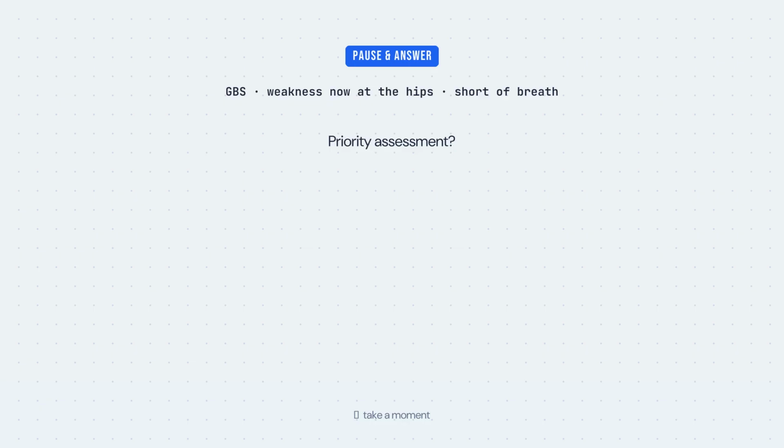Pause. A patient with Guillain-Barré reports that the weakness that started in their feet this morning has now reached their hips and they feel short of breath. Which assessment is the priority?